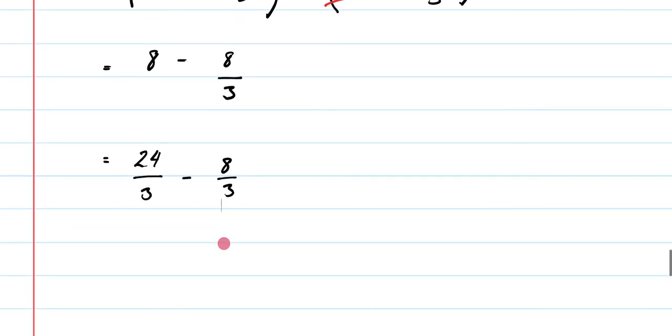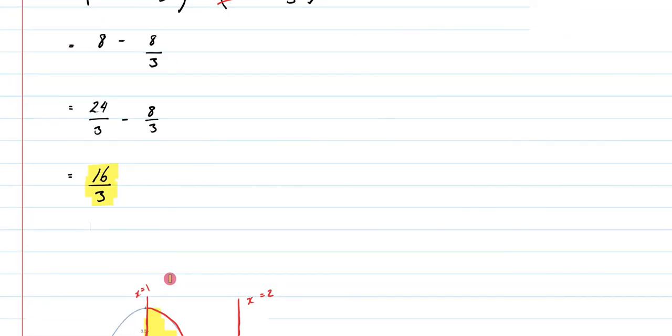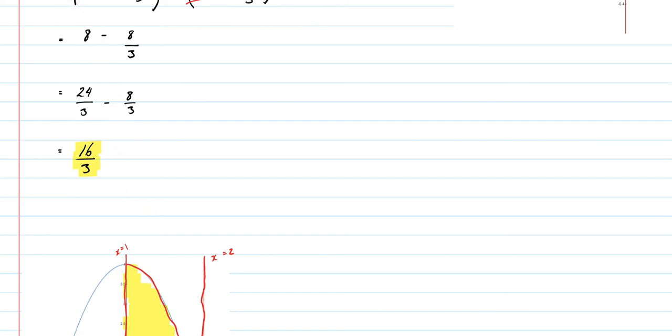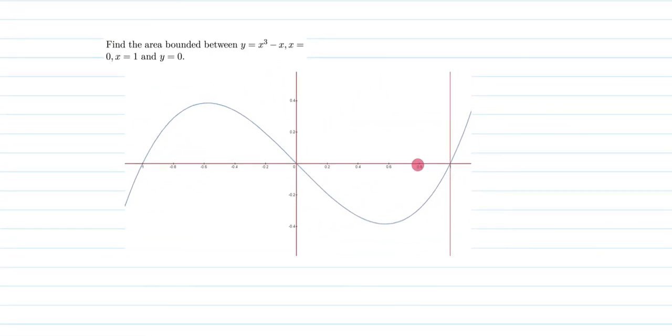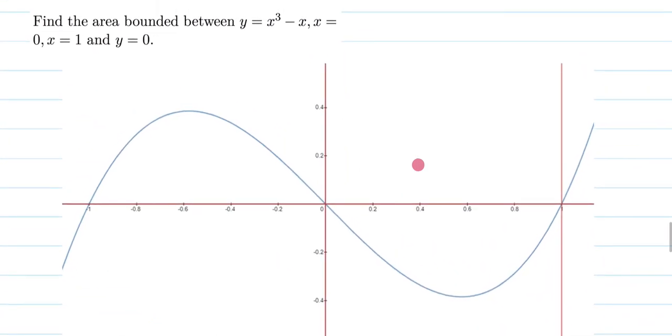So let's write that in right now. So 16 over 3 represents the area bounded by all those lines right there. Let's see how far away I was from it. So that 16 over 3 represents the area underneath that graph. Okay, one last question to go. We're nearly there, guys. All right, here we go.